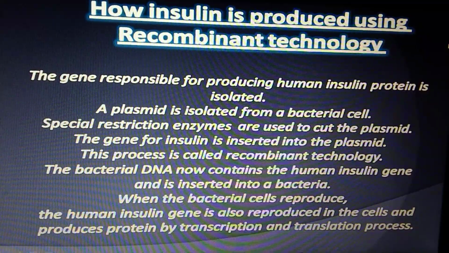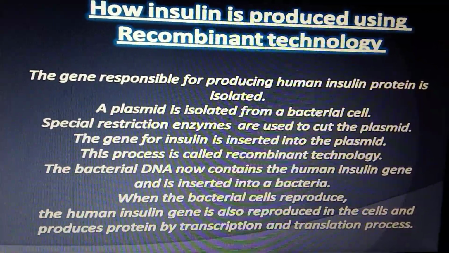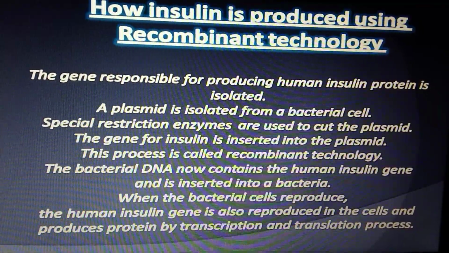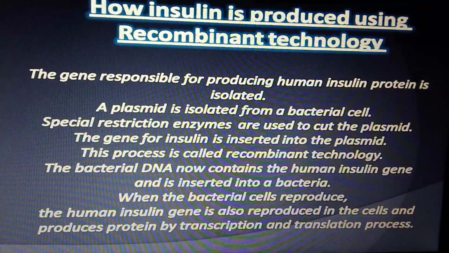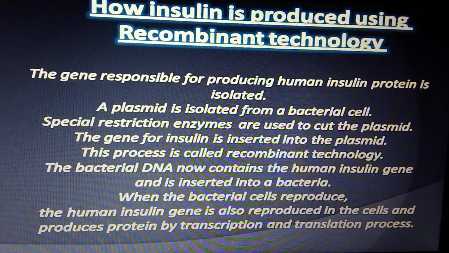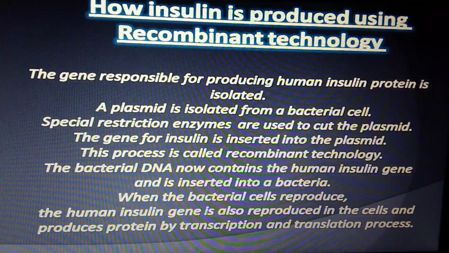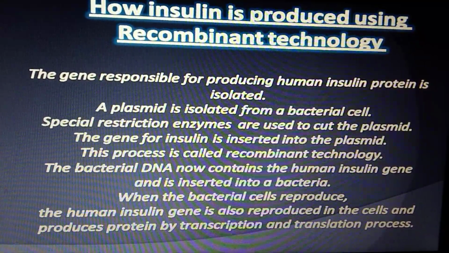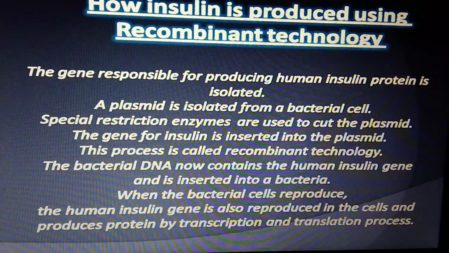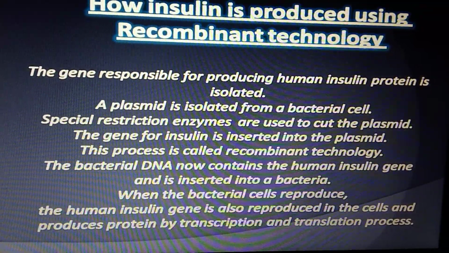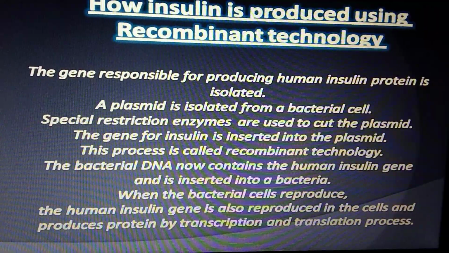Next we can see how insulin is produced using recombinant technology, which means rDNA technology. The gene responsible for producing human insulin protein is isolated. A plasmid is isolated from a bacterial cell. Special restriction enzymes are used to cut the plasmid. The gene for insulin is inserted into the plasmid.